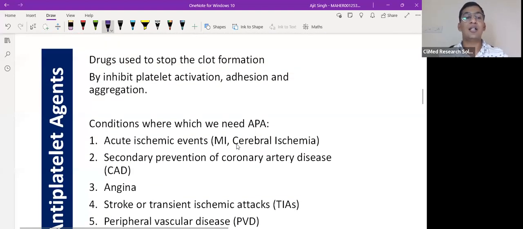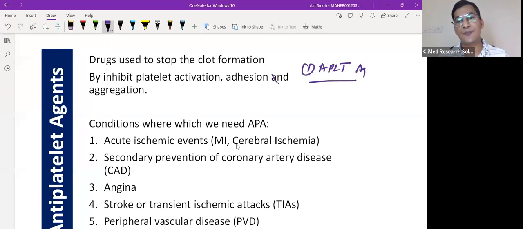So now there are antiplatelet agents. I'm talking about antiplatelet agents. Yesterday we talked about thrombolytic agents also. There were three types, right? One is antiplatelet agents, number 2 was anticoagulant, and number 3 was thrombolytics.